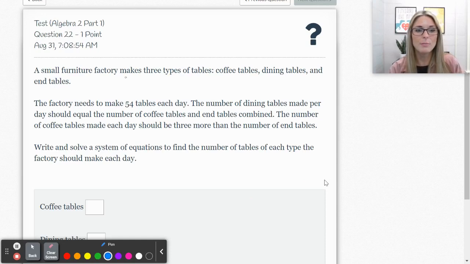Question 22, a small furniture factory makes 3 types of tables. We've got coffee tables, dining tables, and end tables. Guess what I'm going to do? Go ahead and label those. I just got a feeling. X, Y, and Z. The factory needs to make 54 tables each day.